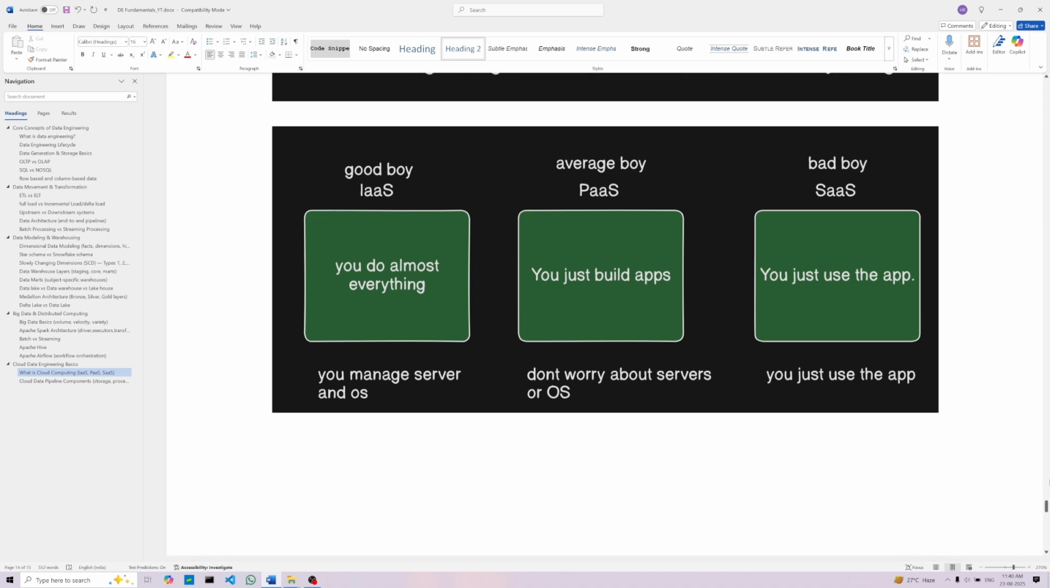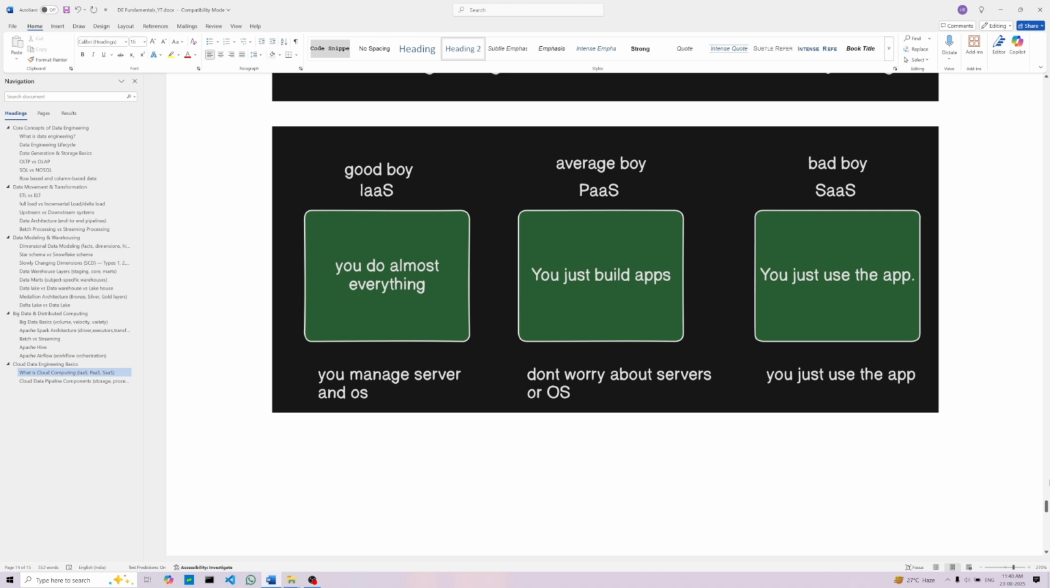So bro, our 3 boys are back again. So first one is good boy, infrastructure as a service. He's a good boy, so he will do all the works, he will do everything. You don't worry about that. Everything means what? He will manage servers, he will manage operating systems. That includes everything.